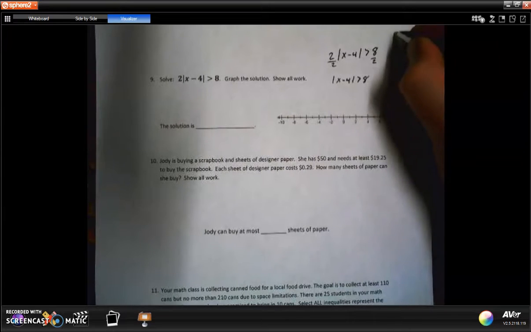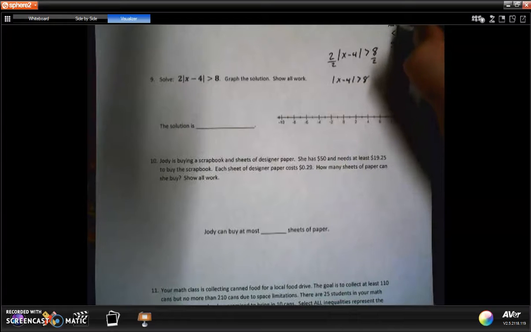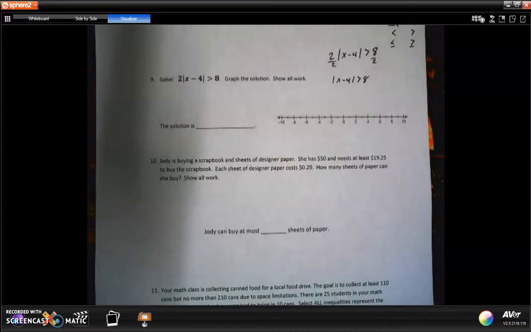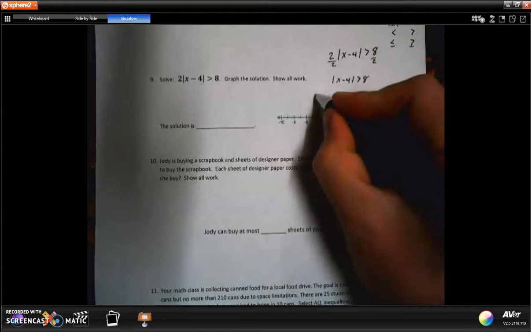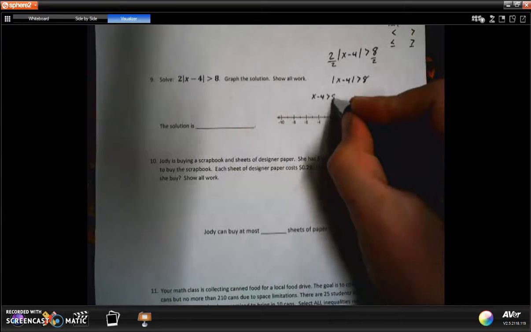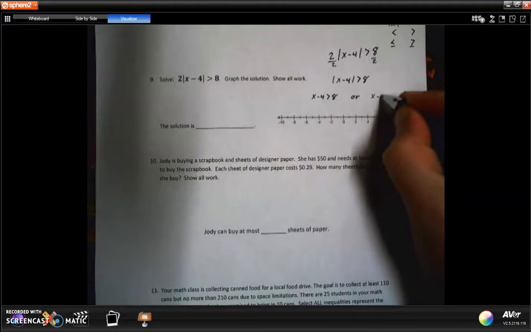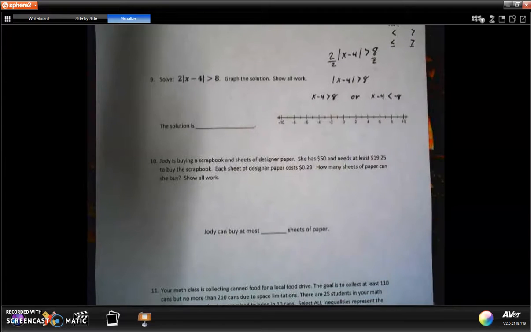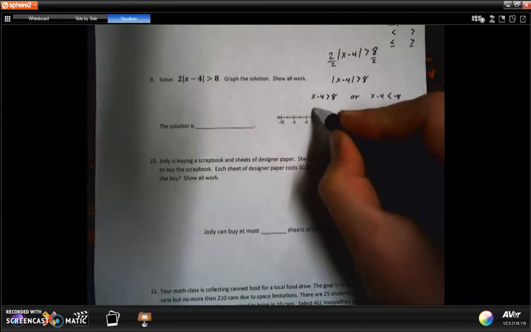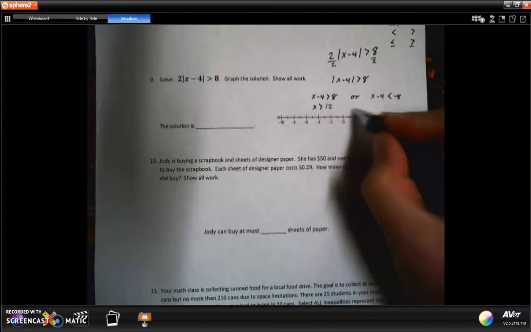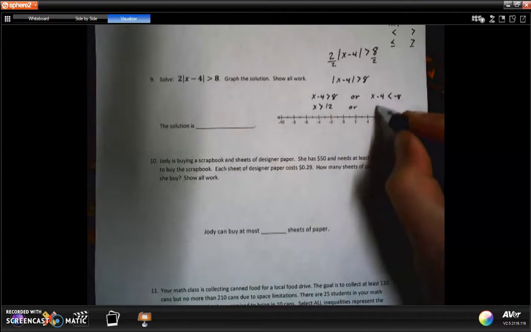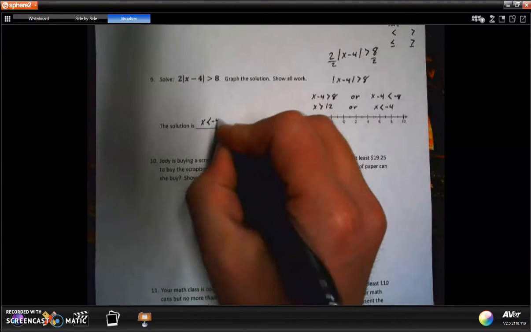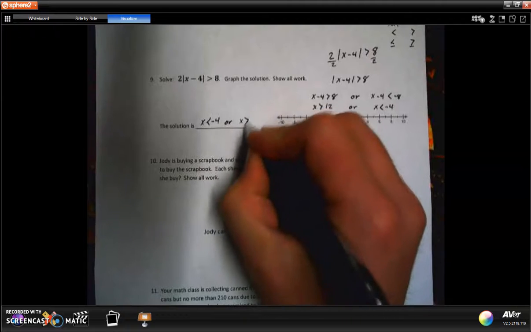Now remember, if it's less than or less than and equals, those are ands. If it's greater than or greater than and equals, those are ors. So this is x - 4 is greater than 4, or x - 4 is, now I have to negate this, so I make it the negative, which then flips the sign. If I add 4, I get x is greater than 8, or x is less than 0. So the answer is x is less than -4, or x is greater than 12.